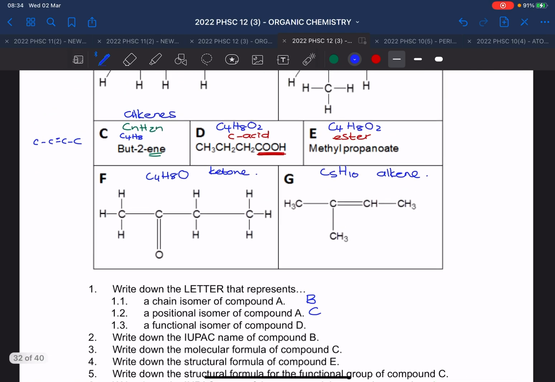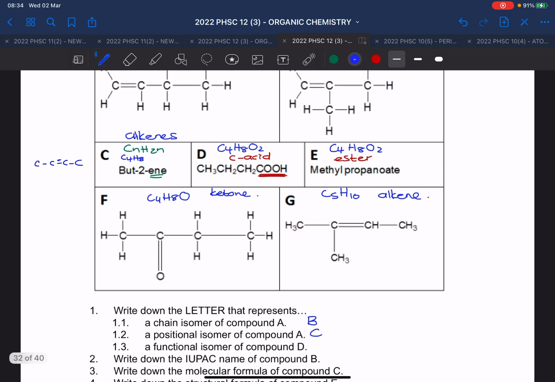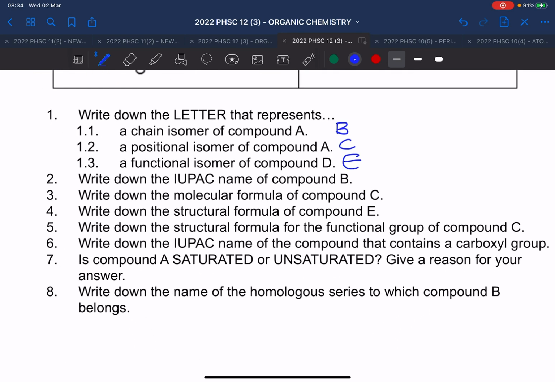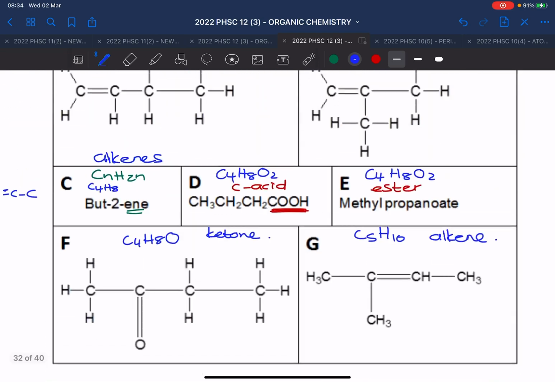Then they ask for a functional isomer of compound D. And we already said that is E. Can you see how easy it is if you first look at all the things? Good. Then write down the IUPAC name for compound B. Okay, let's go to compound B.